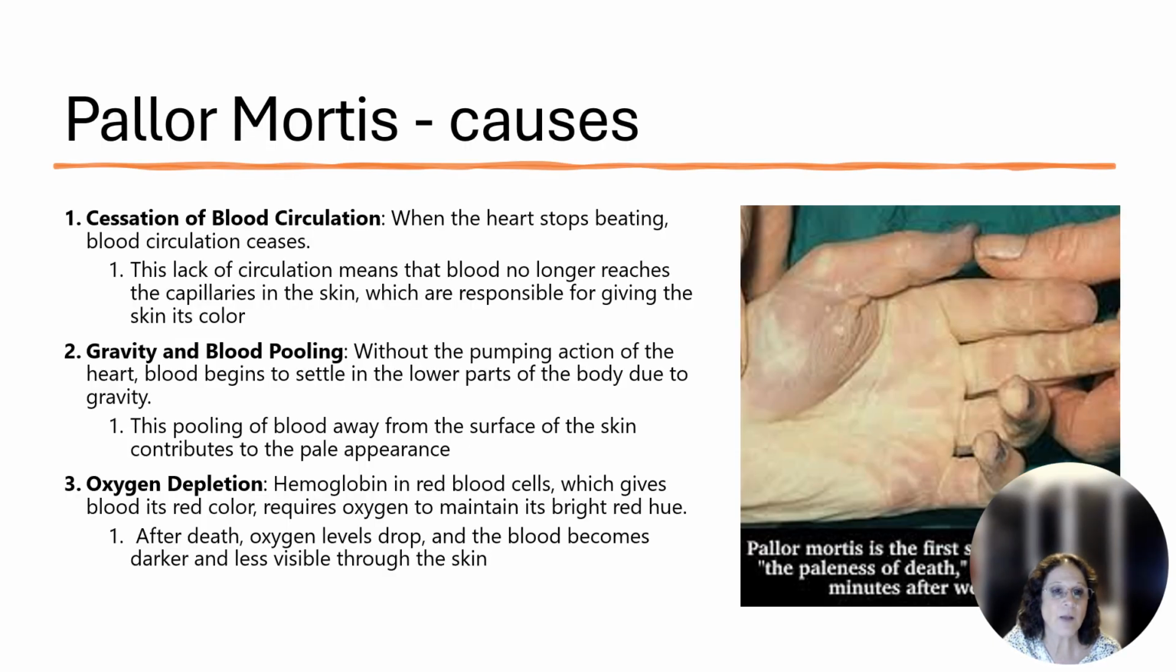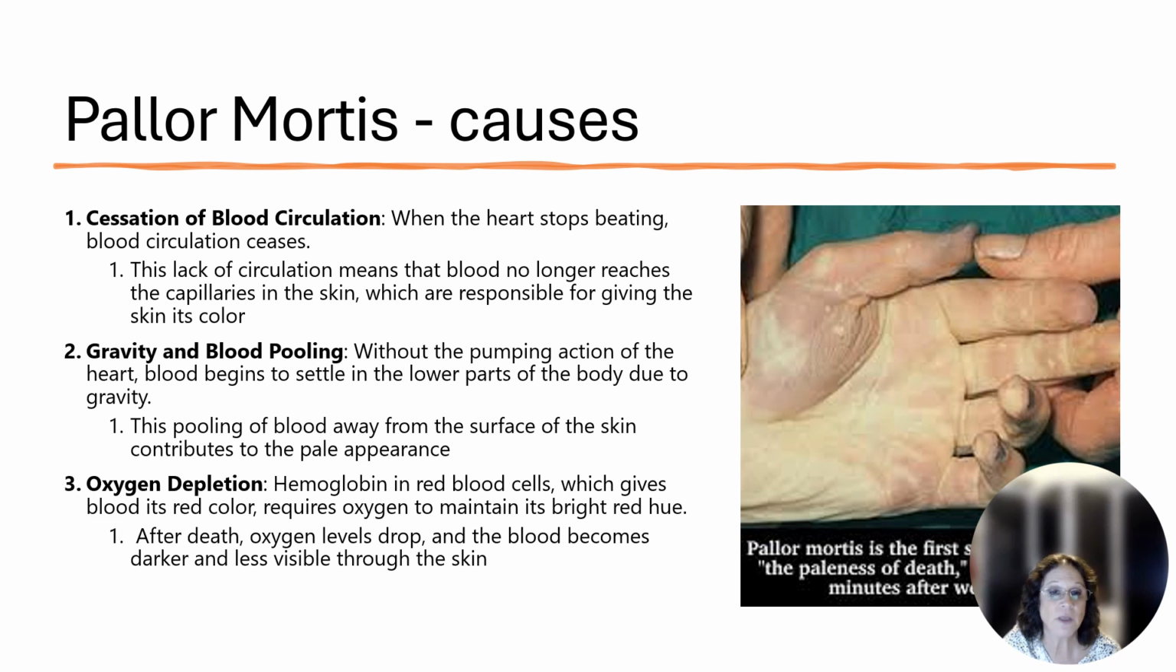Pallor mortis happens because there is no blood, so cessation of blood circulation. When that heart stops beating, so does the circulation to all of the tissues. And the lack of circulation means that there is no blood there to reach the capillaries of the skin. And it is those capillaries in the skin that give our skin its color. So that's why it goes super pale.